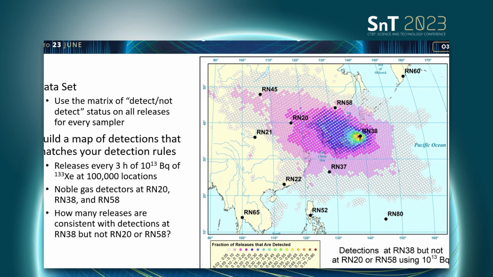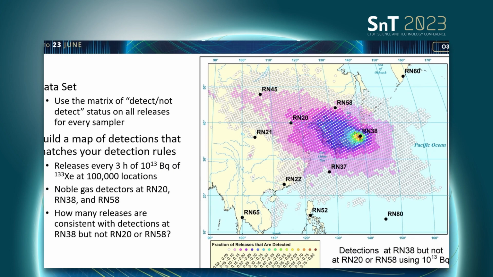And here's yet another example. This is an example where we hypothetically have a detect at RN38, Takasaki again, but not in Beijing or Usarisk, that is RN20 or RN58. Okay, we'll wrap this up.